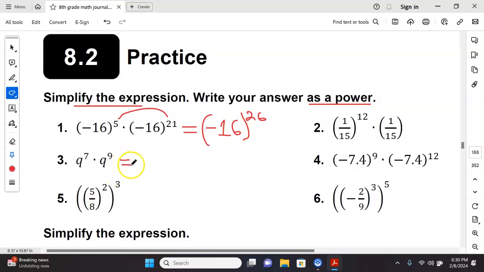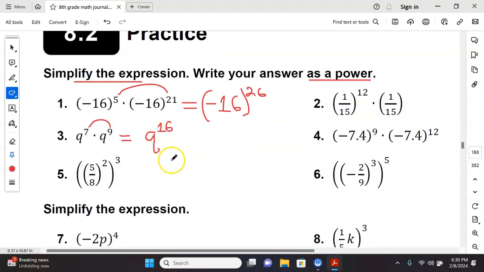Number 2, q to the 7 times q to the 9th. Same base. Your base is q, and then 7 plus 9 is going to give you 16. So your answer is q to the 16th power.